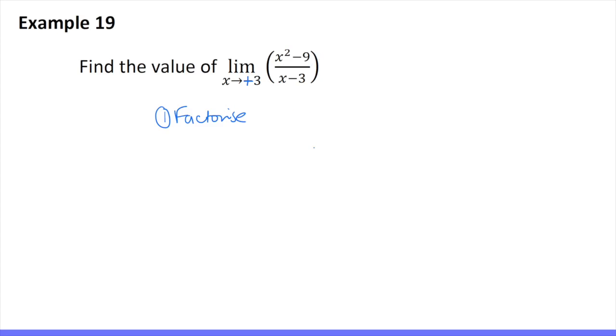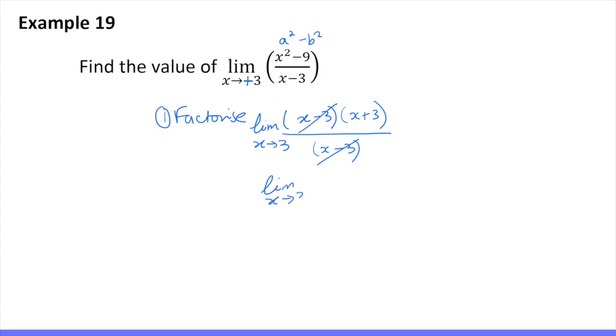What I'm going to do at the top, if you can recognize, this is in the form of a squared minus b squared, so this will be x minus 3 and x plus 3. And that will be over x minus 3. Because I haven't taken the limit yet, I must continue that notation. So the limit as x approaches 3. I will first simplify. And now that I don't have any more issues in terms of substituting to give me a 0 denominator, I will substitute that in. So this will just simply equal 3 plus 3, which is 6.